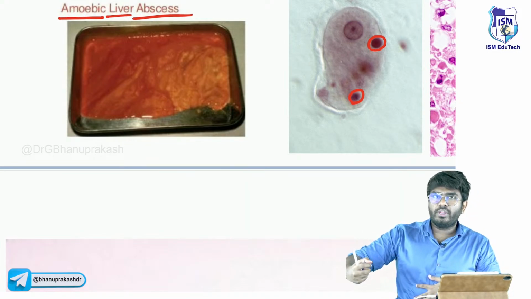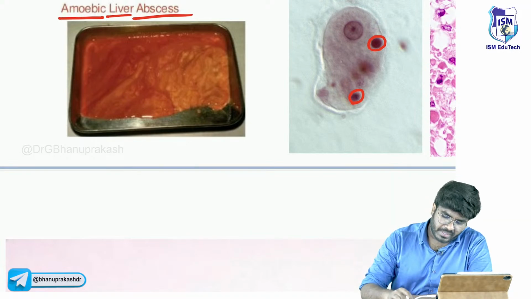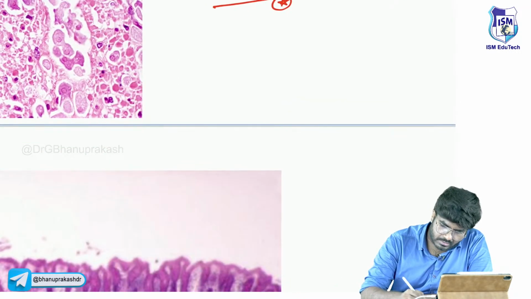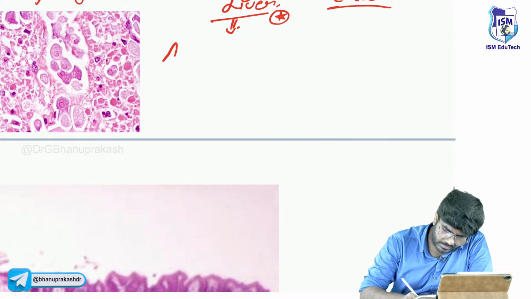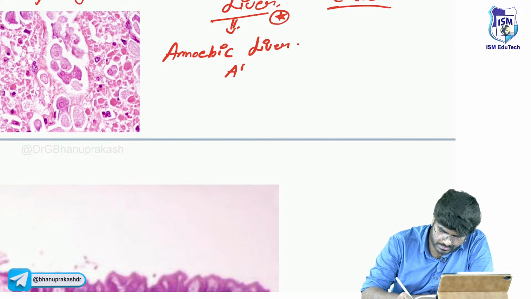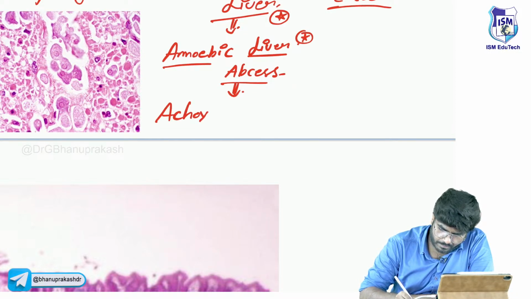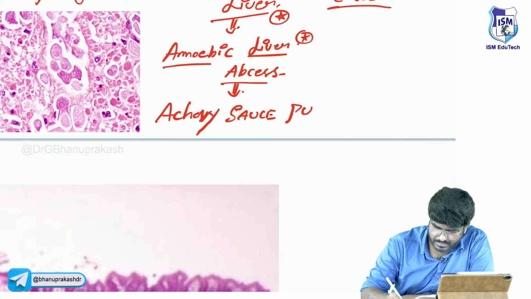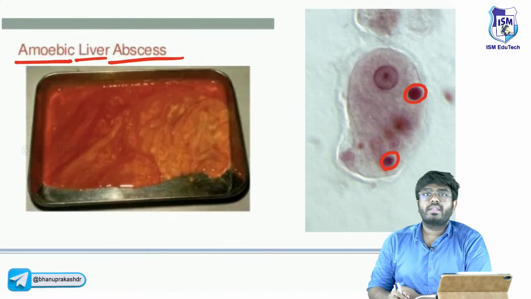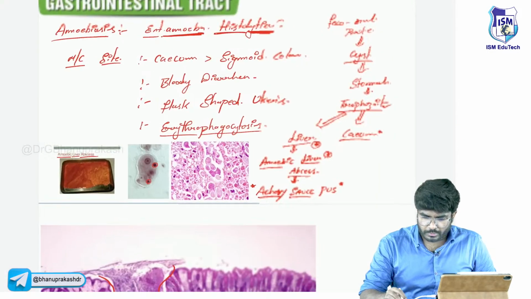Whenever you aspirate this amoebic liver abscess, whenever you remove this fluid, pus is going to be there. This pus is going to look like anchovy sauce. Amoebic liver abscess shows anchovy sauce pus. The classical image is that it looks like anchovy sauce.